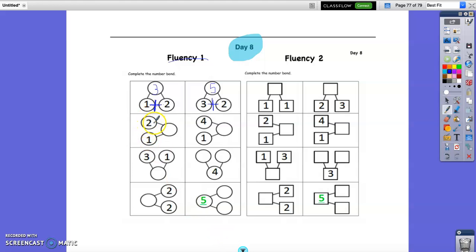We still know our two parts. They're still fusing together to make the whole, right? So what is 2 plus 1? 2 plus 1 is 2, add one more is 3. Very good.